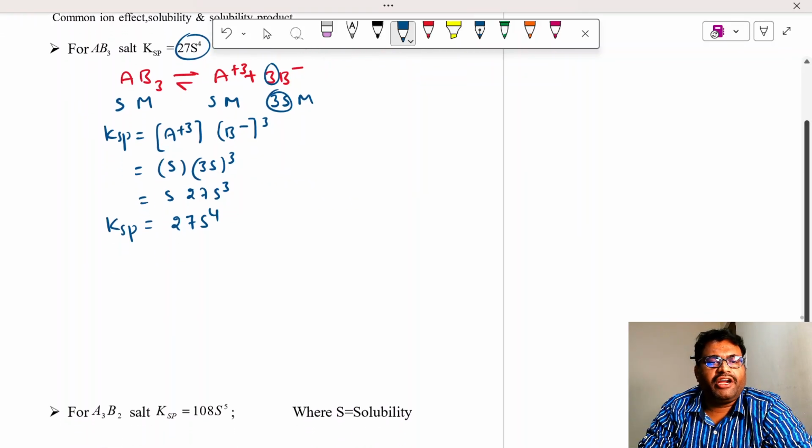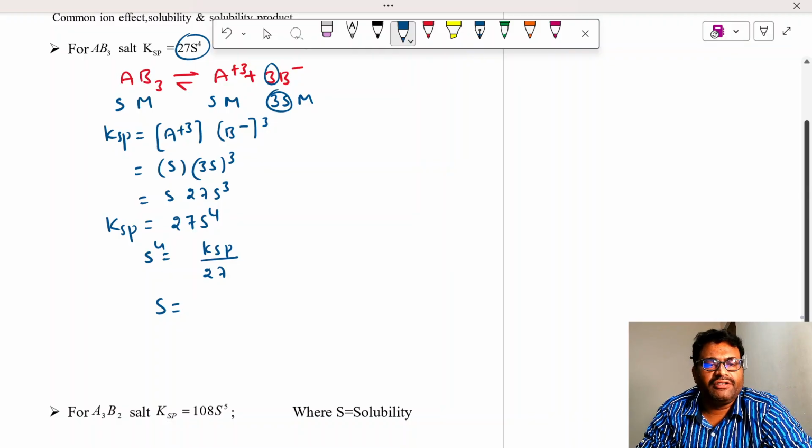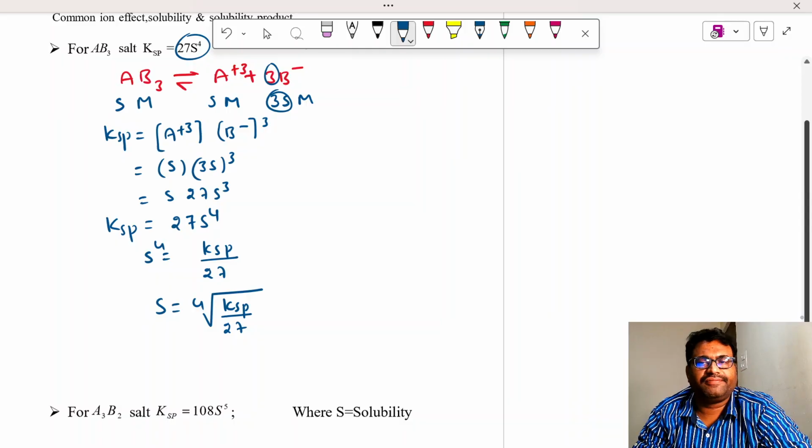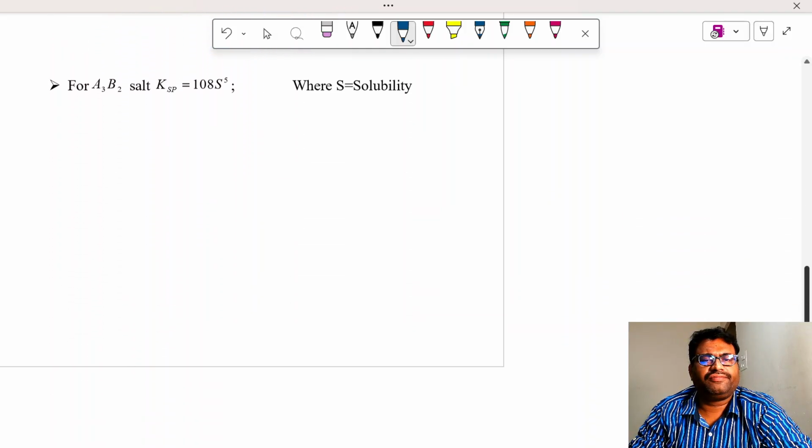Okay. And what will be S? S to the power of 4 is equal to KSP by 27. And this S is called the solubility. So S is the 4th root of KSP by 27. Understood? Okay. So let us see the next one.